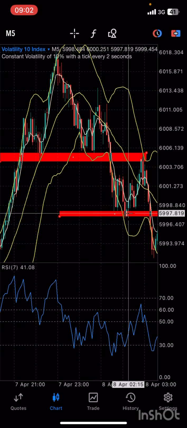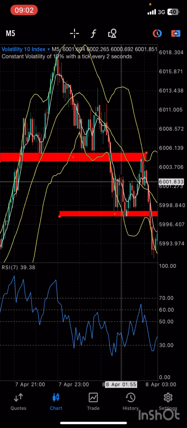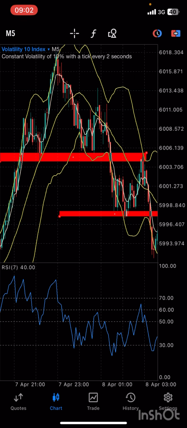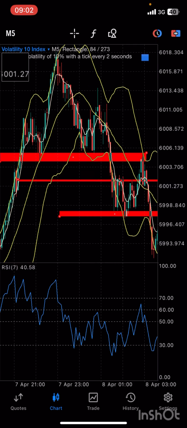Now, but I'm still going to look on the top and see if I can find another support zone. And here is another support zone. Remember, this is a 5 minutes time frame. So you should be able to spot this support zone, however little they might look like.